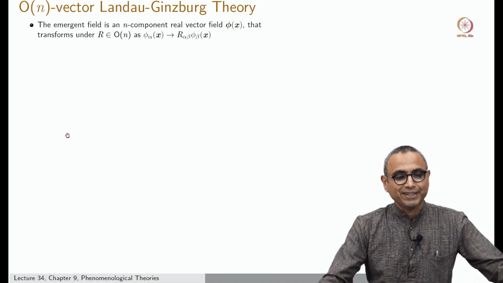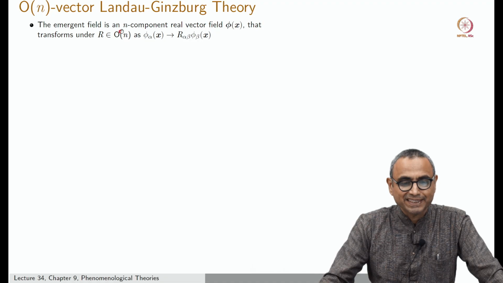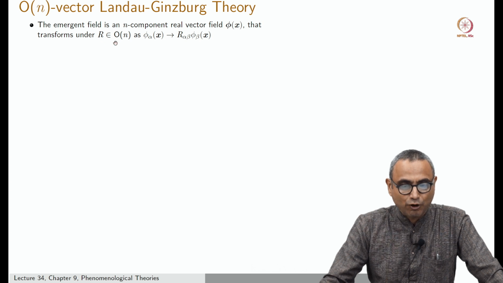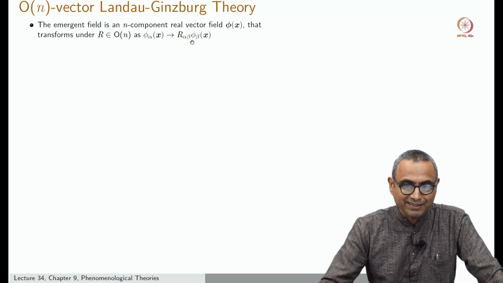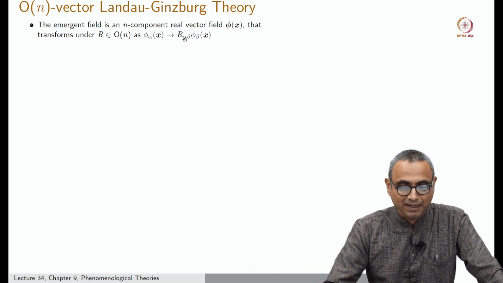So what we have is an emergent field which is an n component real vector field phi of x, written in vector form here, that transforms as the following. You give me some R, which is some n by n orthogonal matrix in this group O(N). You give me any field here, I will give you a new field which is the transformed field. So what I will do is simply rotate the vector at every point by this R.